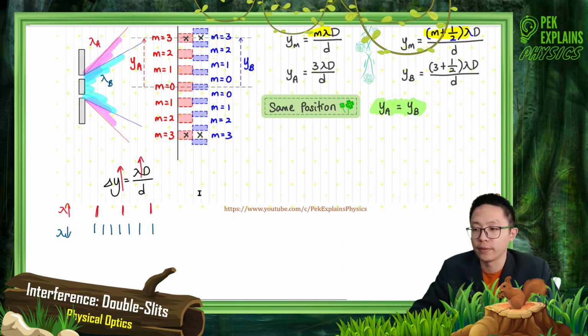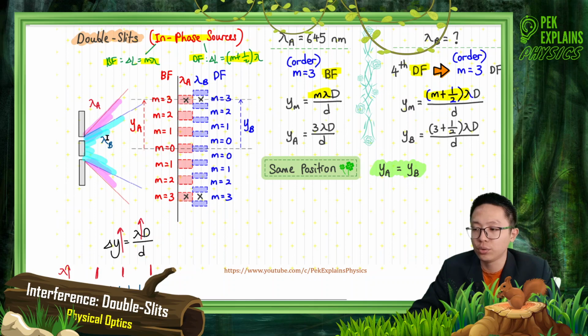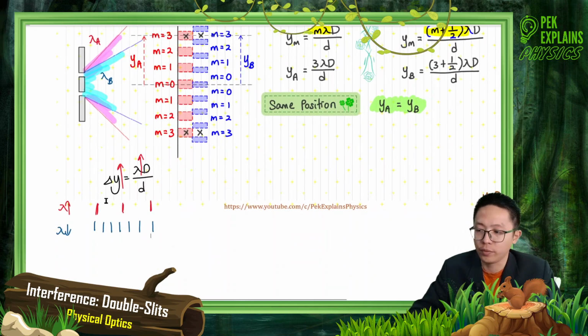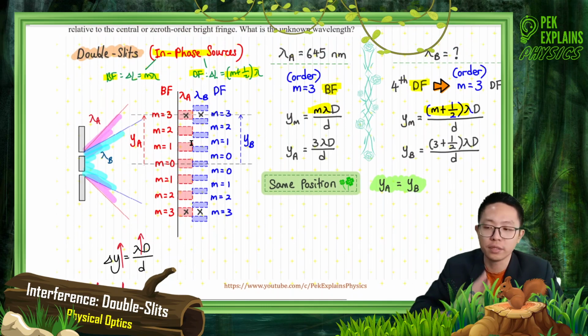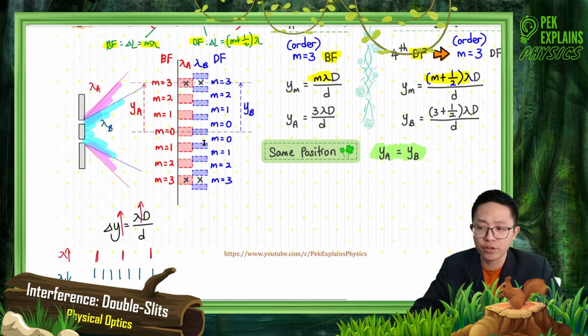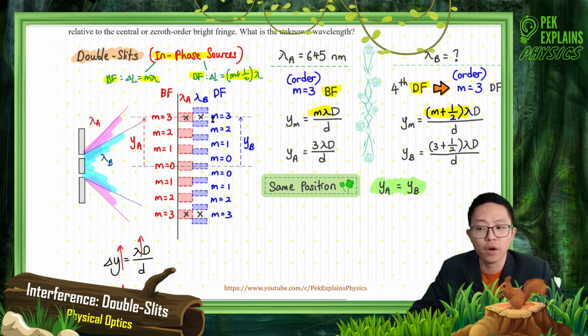That's why these two different wavelengths will have two different interference patterns with different delta Y. The longer wavelength will have the bigger separation between fringes. The smaller wavelength will have a shorter separation between fringes. Okay, so they will have different interference patterns. So some fringes will overlap with each other.